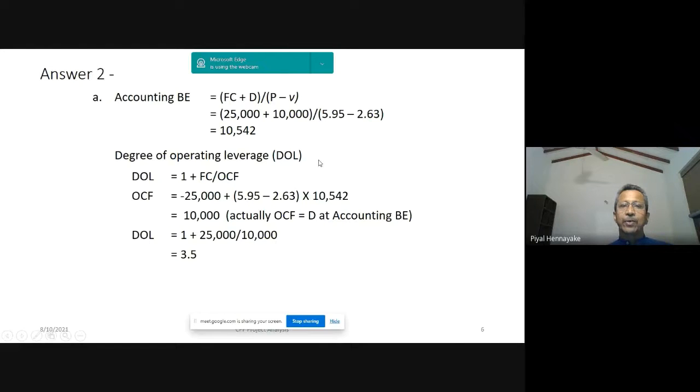So operating cash flow, we don't have to calculate because we know that at accounting break even, operating cash flow is equal to depreciation. So though I calculated, it is again 10,000. That is the depreciation at accounting break even. So the degree of operating leverage is 3.5.